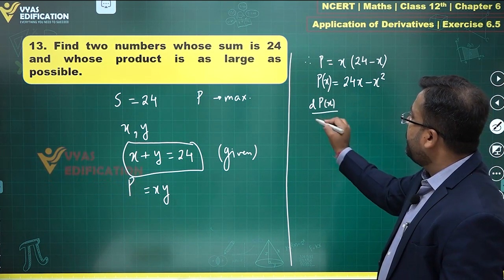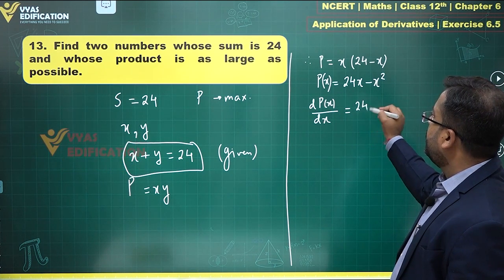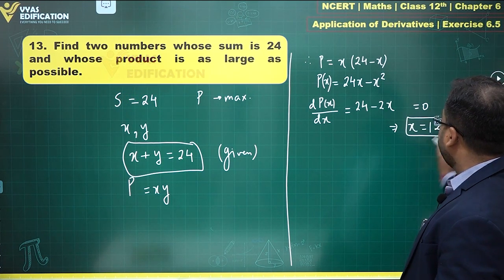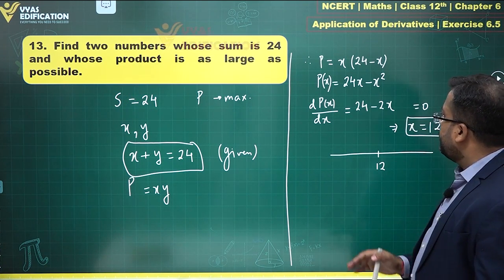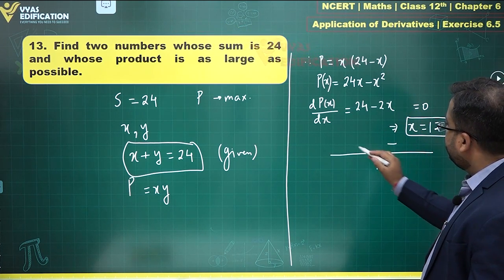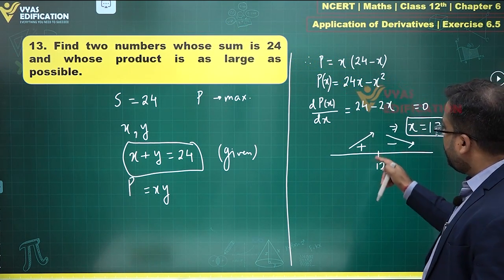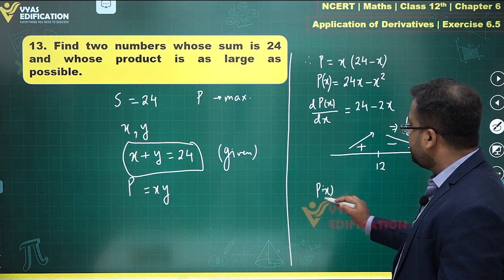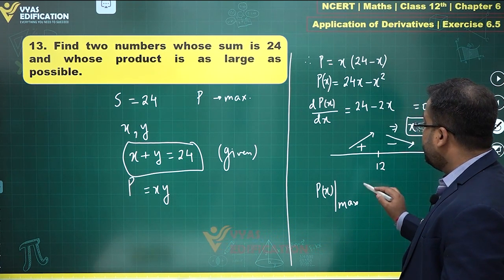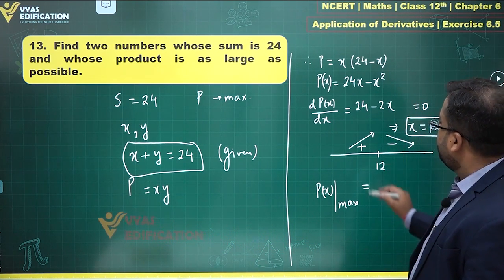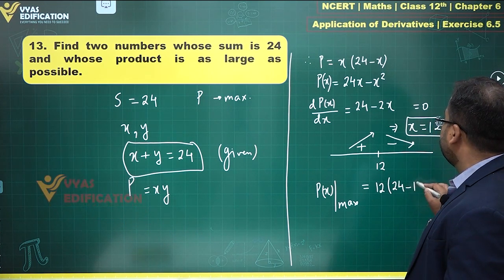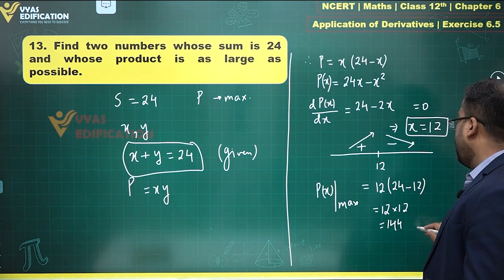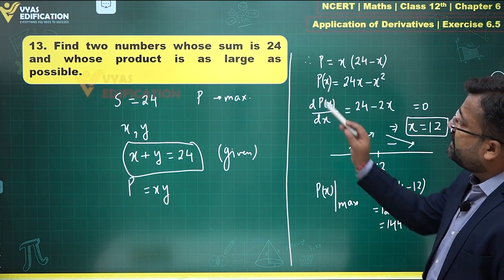dP by dx is 24 minus 2x, equals 0, which implies x equals 12. Now this is a critical point. x equals 12 is a critical point. Beyond 12 this is negative, before this it is positive, so P is increasing, then decreasing. Do you observe that P(x) will attain its maximum value at x equal to 12? So P max occurs at x equal to 12. What is that? 12 times 24 minus 12, which is 12 times 12, which is 144. The maximum product is this.